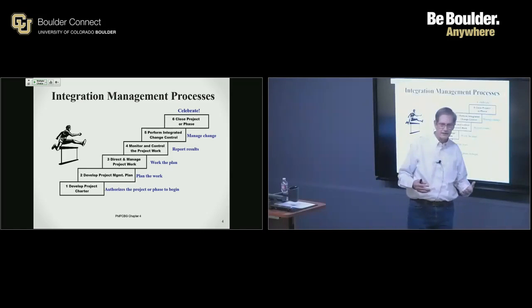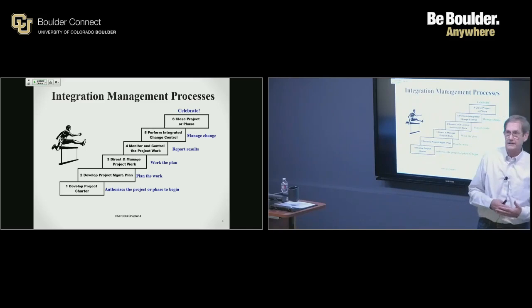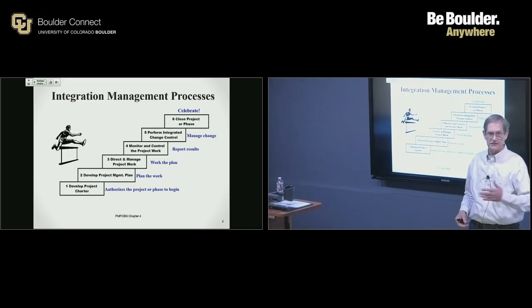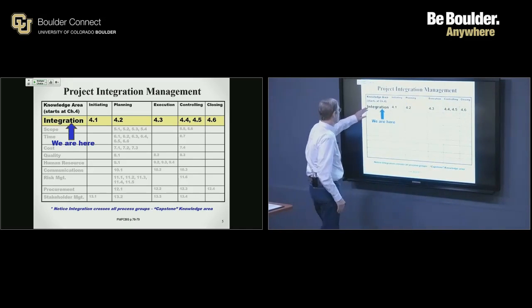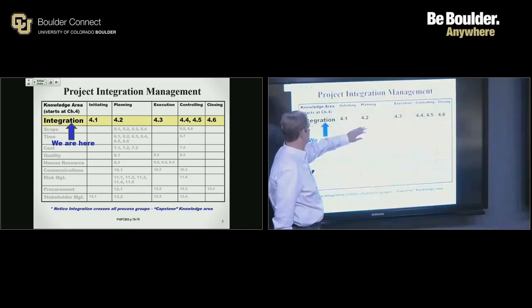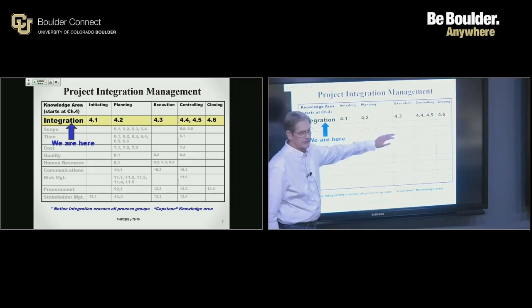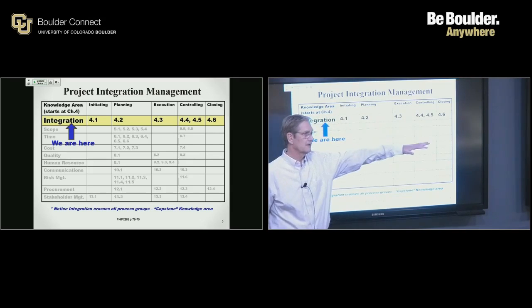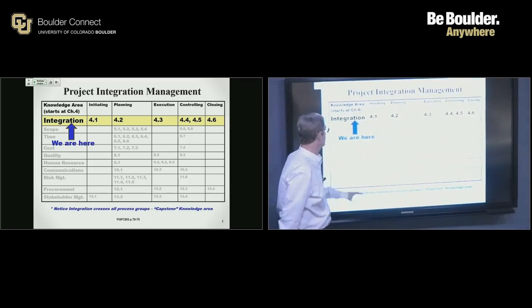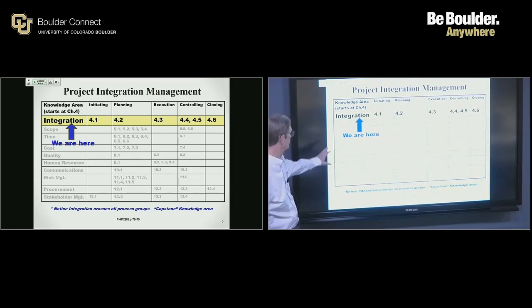It's the only knowledge area that has processes across all 5 process groups, as shown here. So integration management, chapter 4 of the beginner's guide. Notice the distribution of those 6 processes, fairly evenly split across all 5 process groups, initiating, planning, and so on. So we're here.